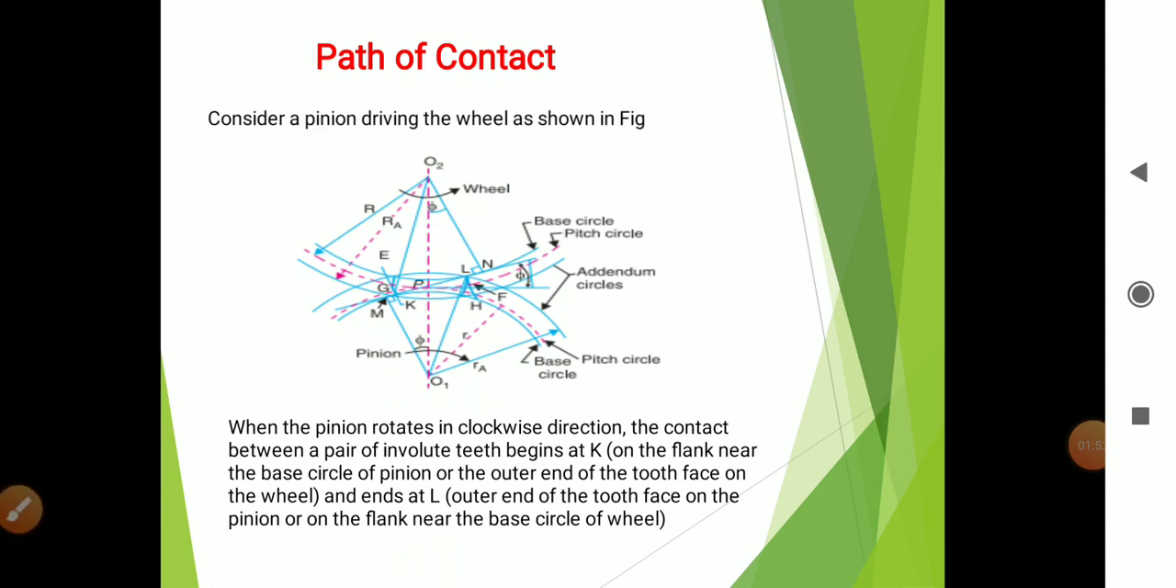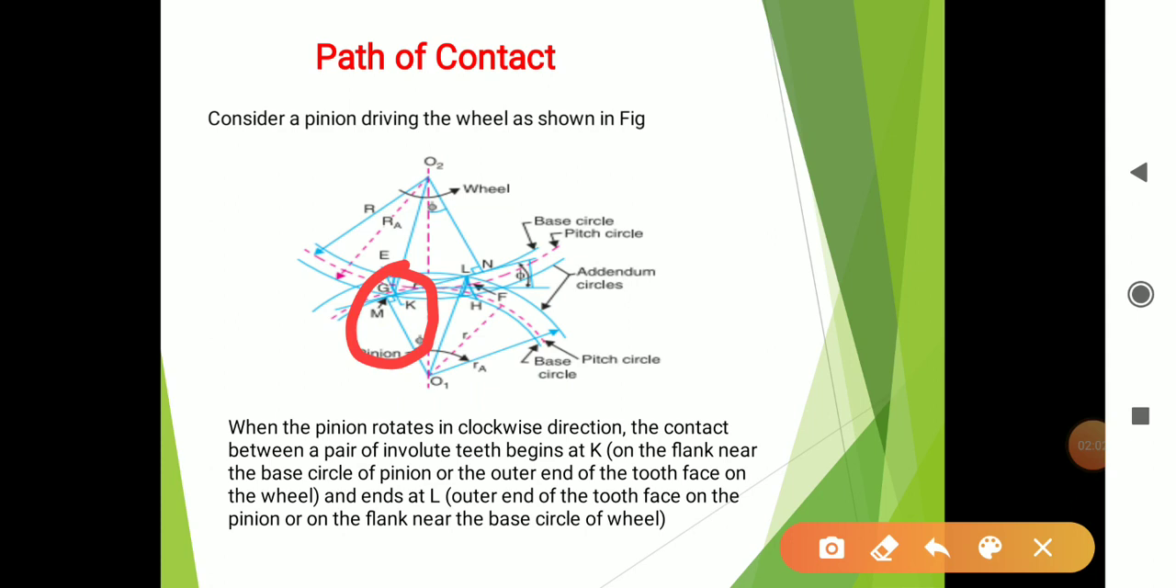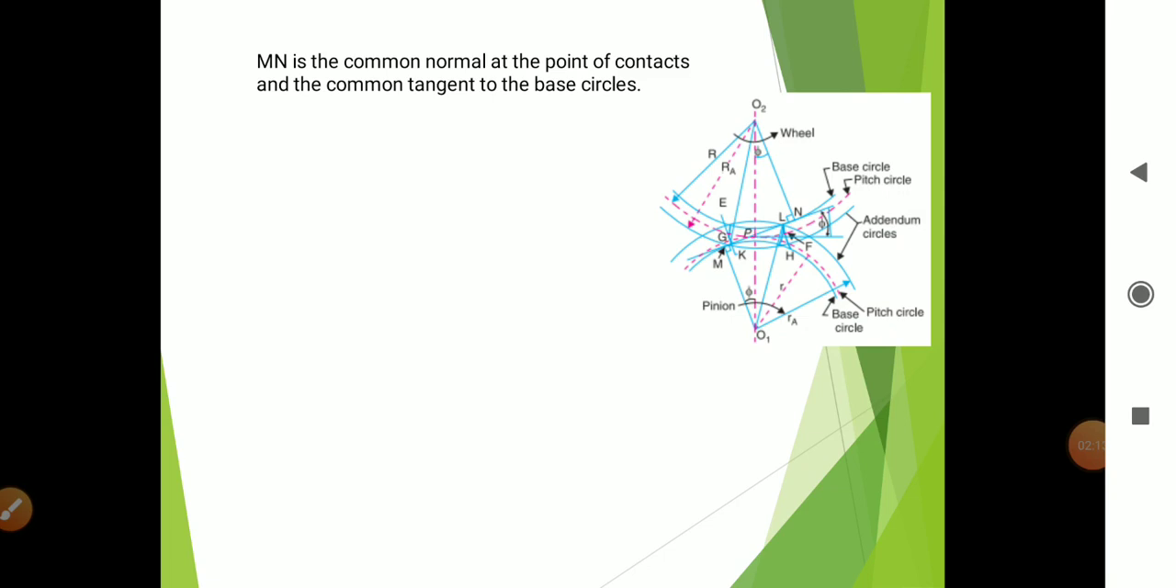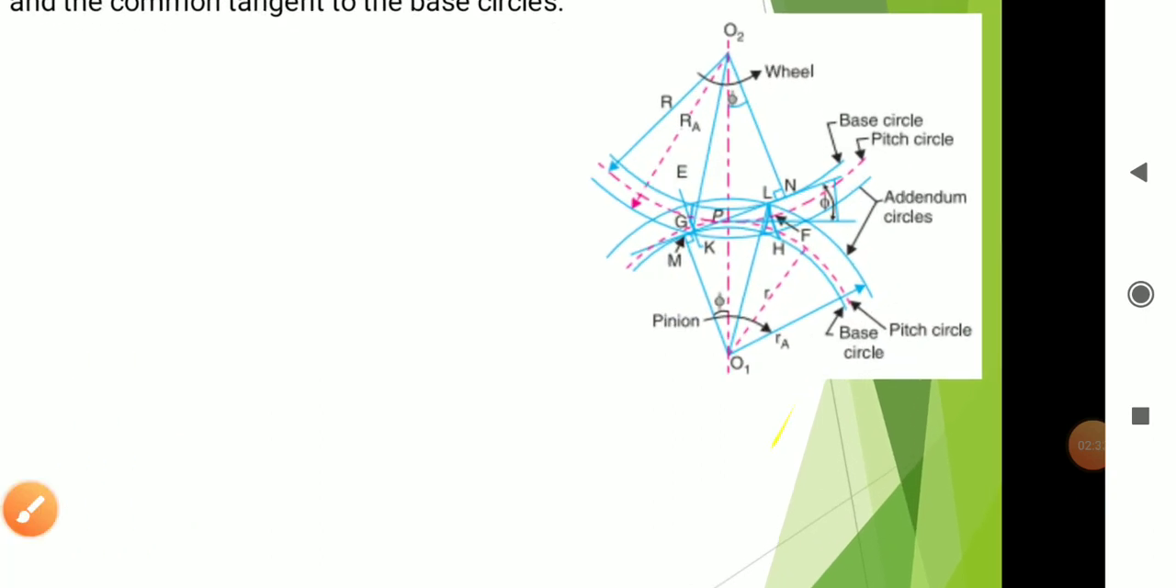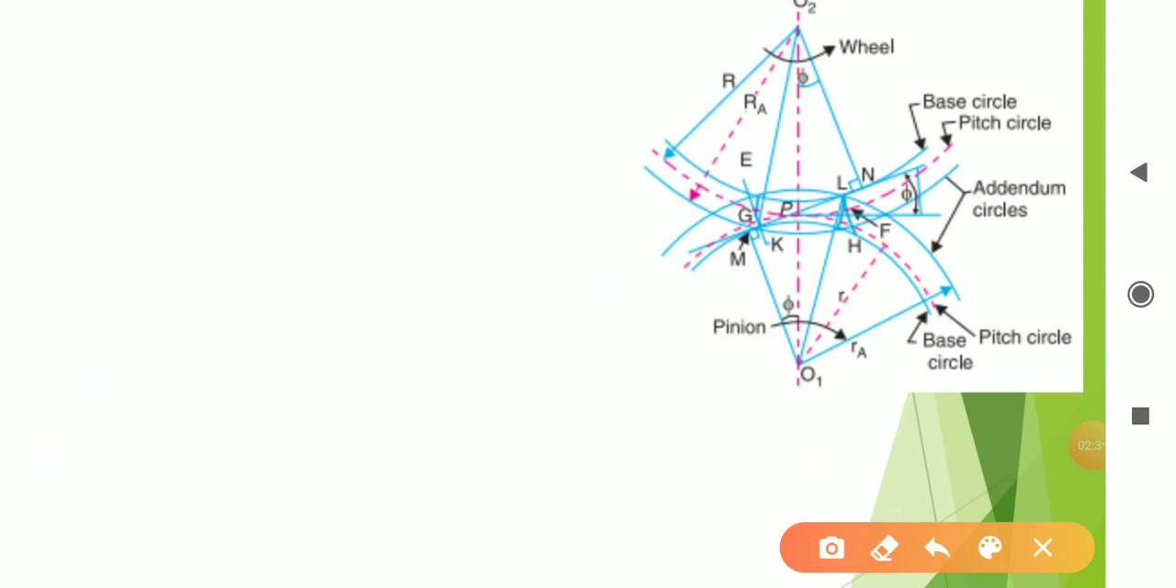When the pinion rotates in clockwise direction, we said earlier that the contact between a pair of involute teeth begins at this point K and ends at this point L. Next, MN is the common normal to the point of contact and the common tangent to the base circles. We already saw that MN is the common normal at the point of contact P, and the common tangent to the base circles. These are the base circles.